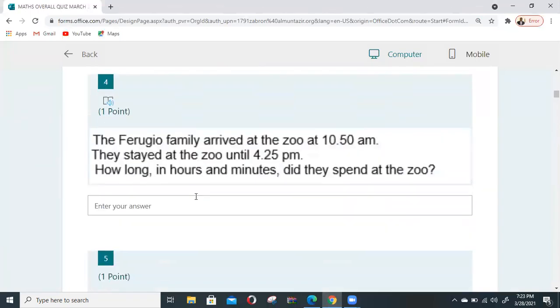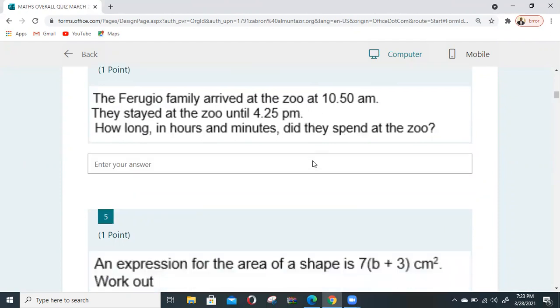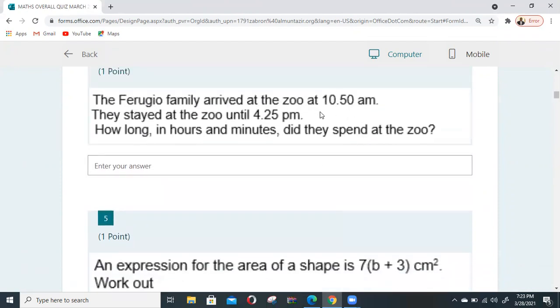So there we go. We have this family which arrived at the zoo at 10:50 a.m. They stayed at the zoo until 4:25 p.m. How long in hours and minutes did they spend at the zoo? Now, the quick thing you have to do is to make sure that these timings are changed into 24-hour system. And I have done that for you.